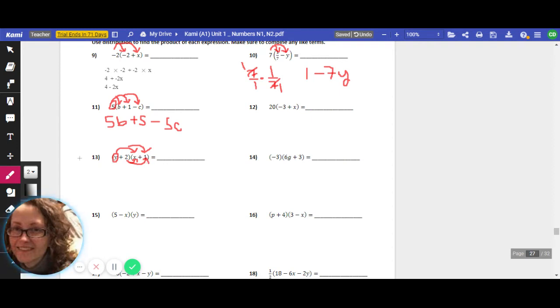So y times x just gives me an xy. We usually write those in alphabetical order, but yx would have been just as sufficient. So y times x can be written as xy. Y times 1 is just y.